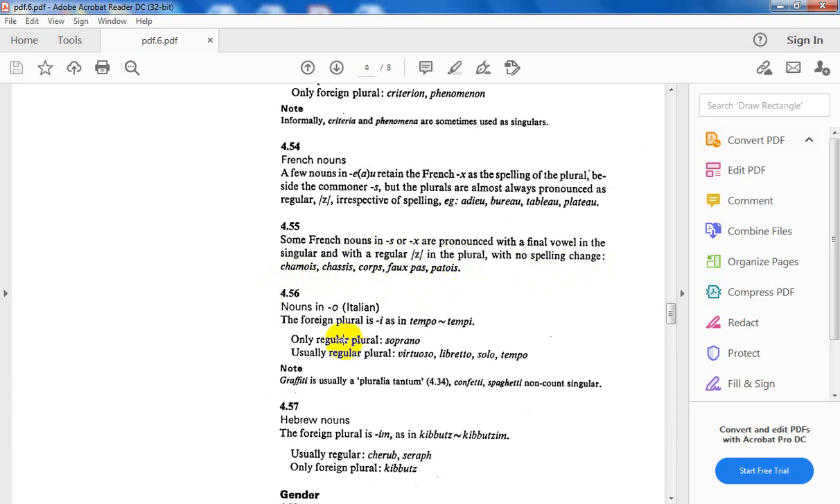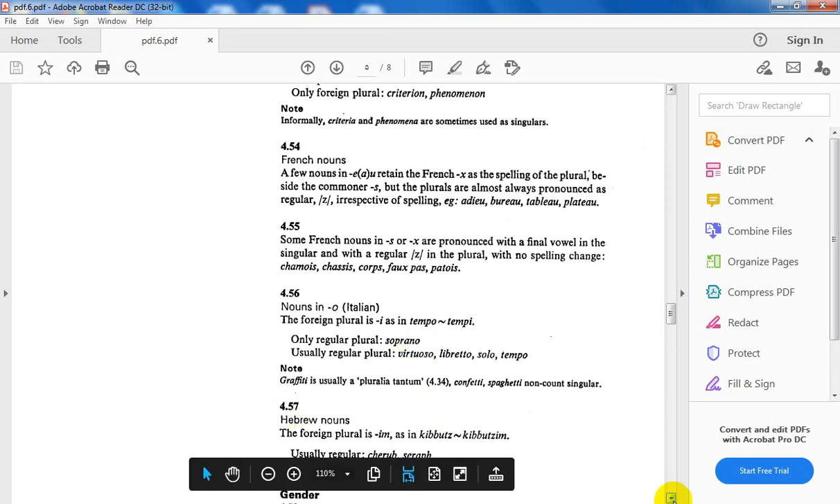Nouns in O, Italian. The foreign plural is I. In tempo, had a singular form. When I want to pluralize, so tempi. Regular, soprano. When I want to pluralize, say what? Sopranos, adding s. Usually regular, virtuoso, virtuosi. Say, O becomes I. Libretto, libretti, solo, soli, tempo, tempi.